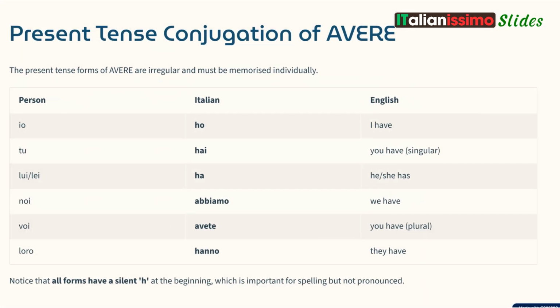Present tense conjugation of avere. Person, Italian, English. Io, ho, I have. Tu, hai, you have, singular. Lui or lei, ha, he, she has. Noi, abbiamo, we have. Voi, avete, you have, plural. Loro, hanno, they have. Notice that all forms have a silent H at the beginning, important for spelling but not pronounced.